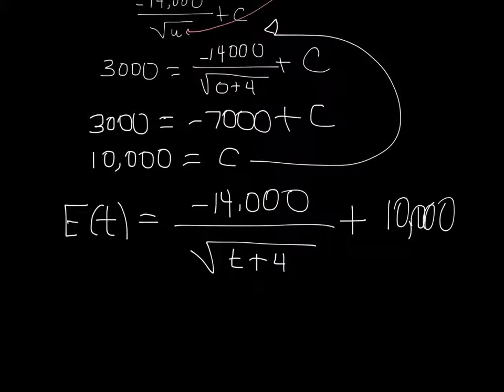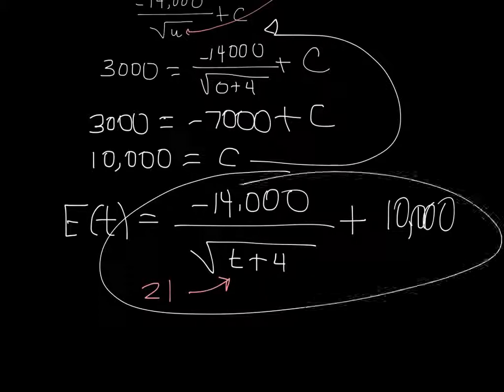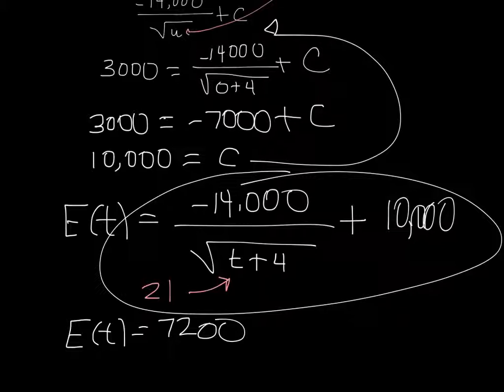And it wants you to estimate the enrollment in 21 years, so you simply plug in 21. And you should get, this of course is going to be the square root of 25, which is going to be 5. So if you work this all the way out, you should get 7,200, which is the projected enrollment 21 years from now.